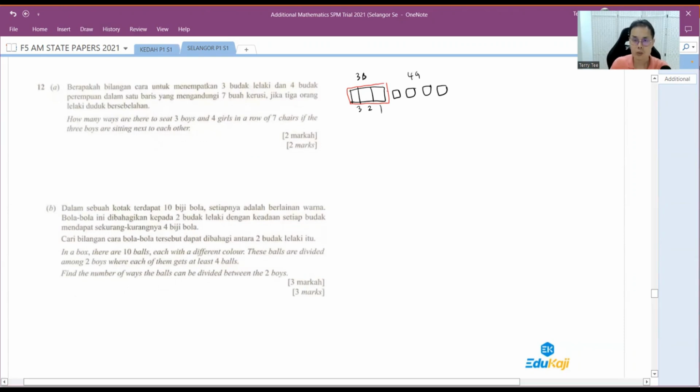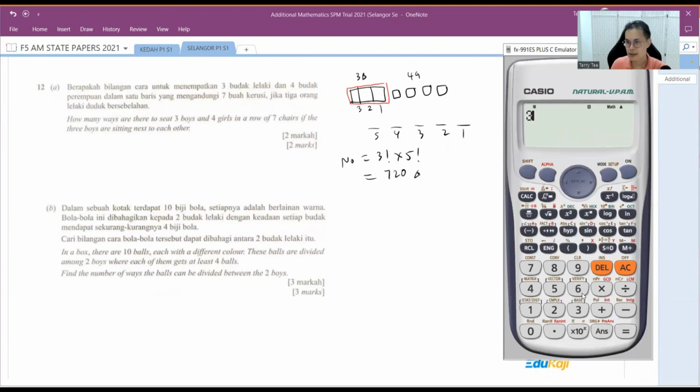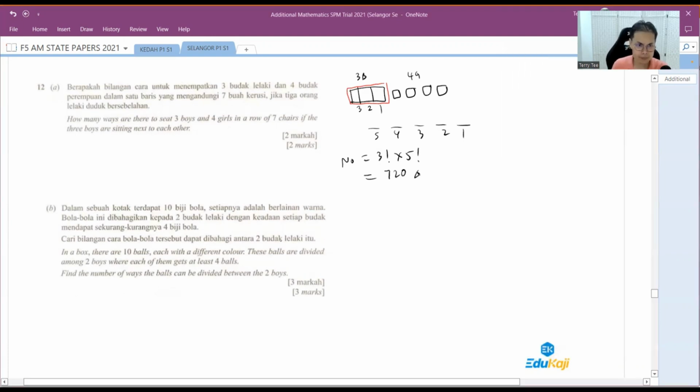4 more girls. Now, when you have a block with 4 more girls and I want to arrange them in a row, that means there are 5 blocks now: the block of 3 boys plus 4 girls. So how many ways to arrange them? 5, 4, 3, 2, 1, or we say 5 factorial. So the number of ways to arrange them is now 3 factorial times 5 factorial, which gives us 6 times 120, 720. Again, if you're not sure, it's okay, use the calculator. So 3 factorial times 5 factorial, can you see? Answer is 720.